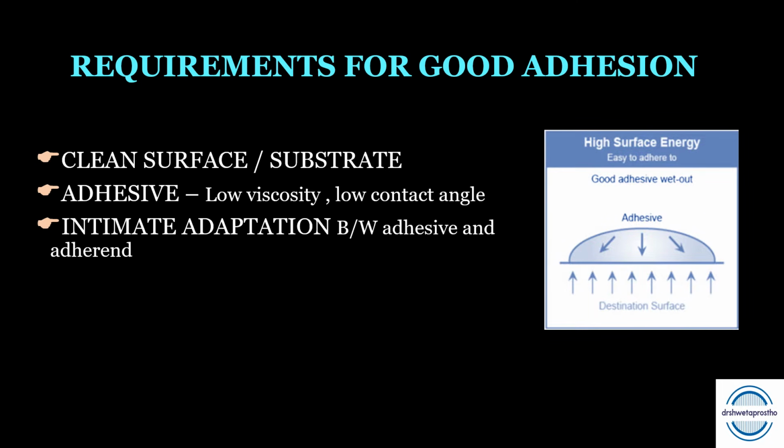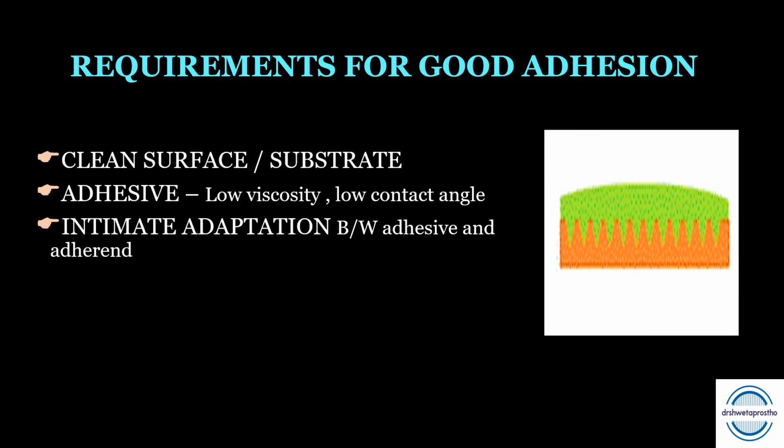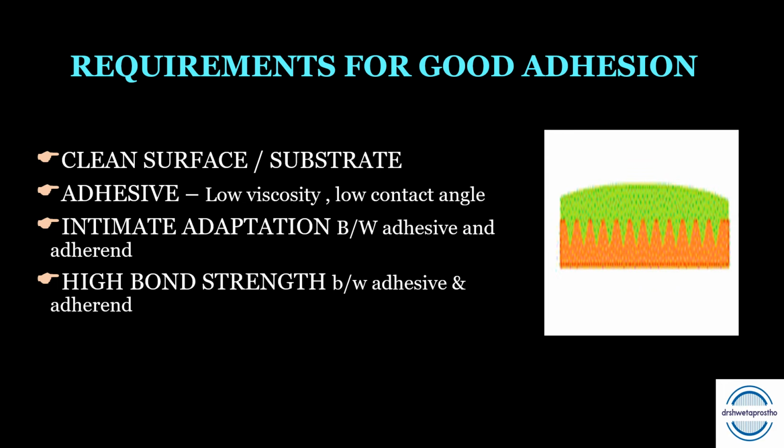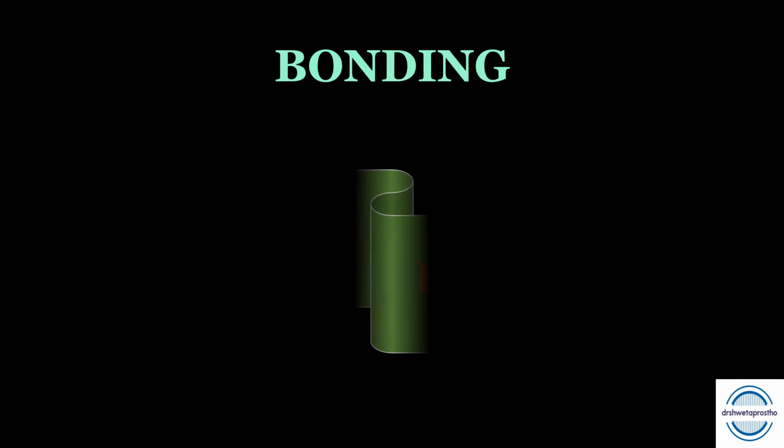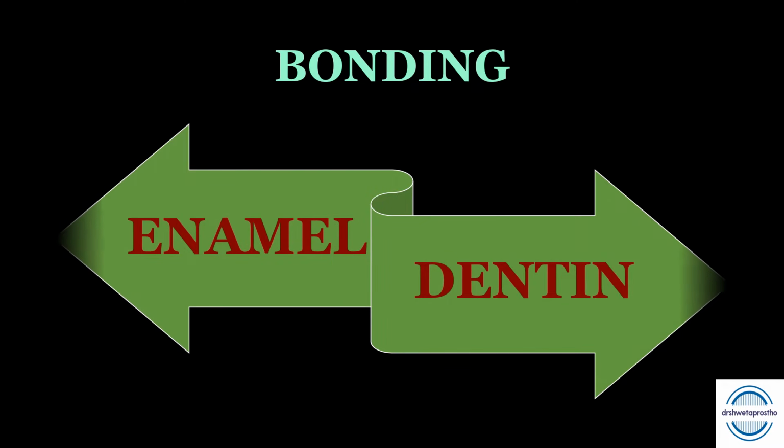Third, there should be intimate adaptation between the adhesive and the adherent. The adhesive should fill all the surface irregularities present in the adherent and provide good surface wetting. Last is the high bond strength between the adhesive and adherent. This can occur by micromechanical means, the surface irregularities that we are creating, or second by chemical bonding. Now let us understand the concept of bonding with the enamel and the dentin step by step.